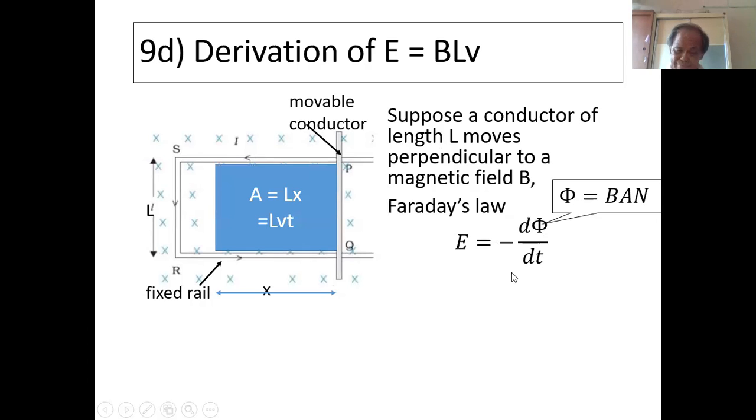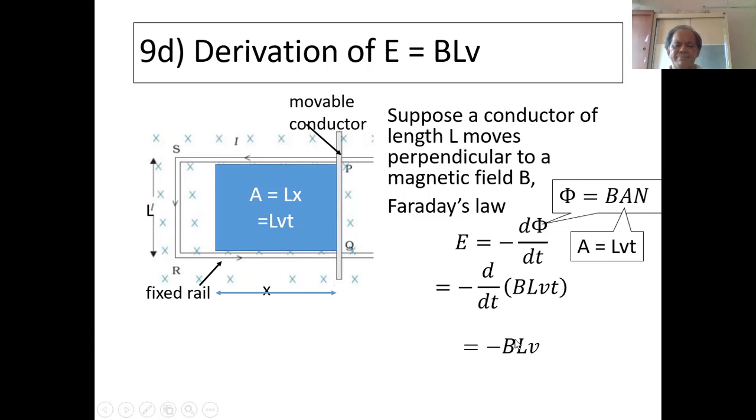So in time t, this is the area that is covered. The area A is just your length L and the distance travelled x. The distance travelled x is just V t. So replace the A with L V t, and differentiate that. As I said, the negative sign is just to show Lenz's law. Usually we are required to calculate the magnitude, so we don't bother about the negative sign. Go back and review yourself if you understand.